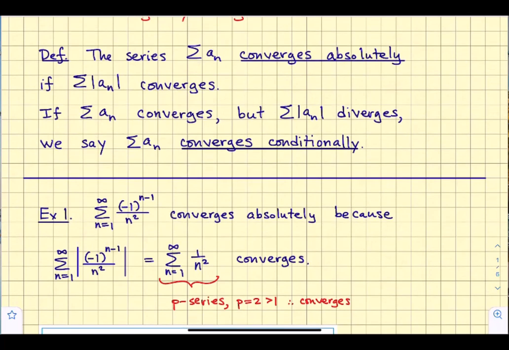We say that the series, a general series, summation a sub n, converges absolutely if the sum of the absolute value of the a sub n converges. Notice this is a descriptor about the original series. If this original series has the property that when you take absolute values this new series converges, we call the original series absolutely convergent. On the other hand, if the original series sum of a sub n converges, but the new series, the sum of the absolute value of the a sub n, diverges, then we say the original series converges conditionally. So we have the concept of absolute convergence and this concept of conditional convergence.